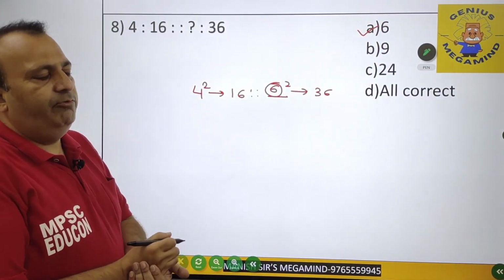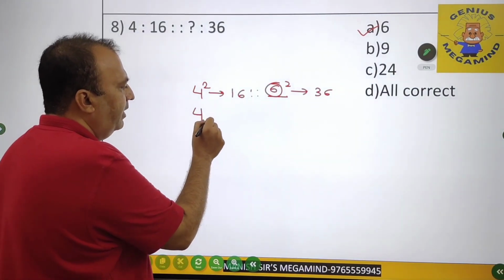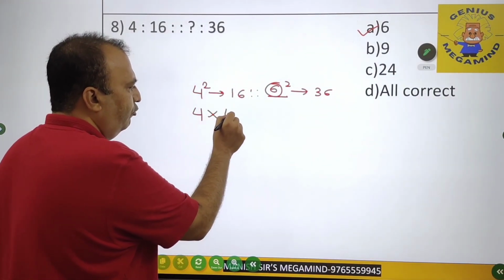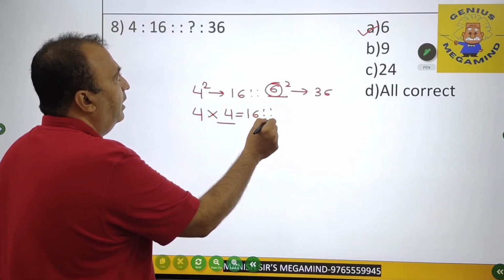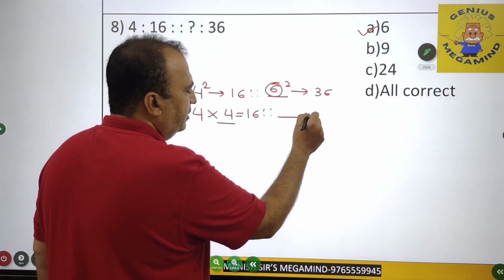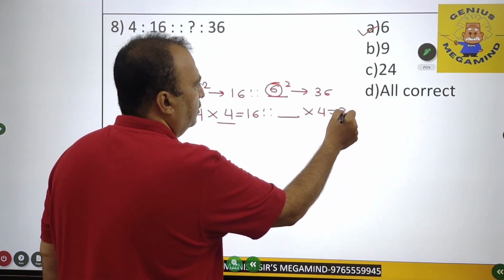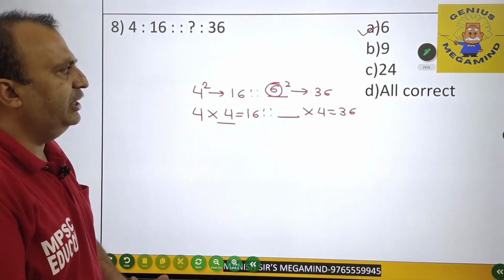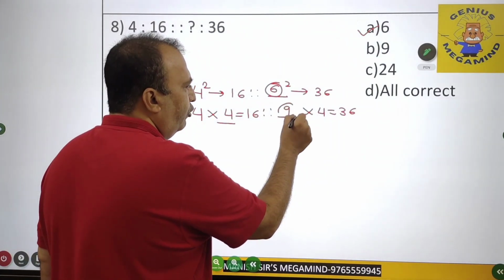Again, how do I deal with the same question in a different method? If I multiply the number on the left hand side by 4, 4 into 4 is 16. So I am going to multiply the number at the place of the question mark into 4 to give me 36. So what into 4 is 36? My friends, it will be 9 into 4 is 36.